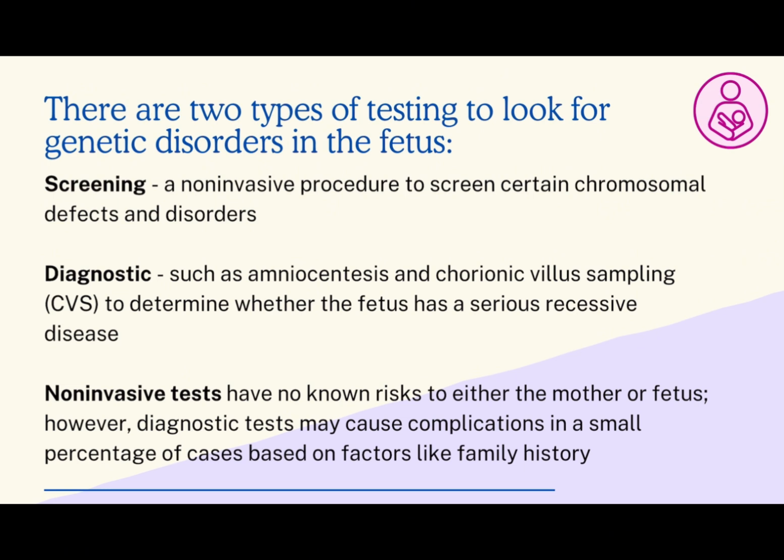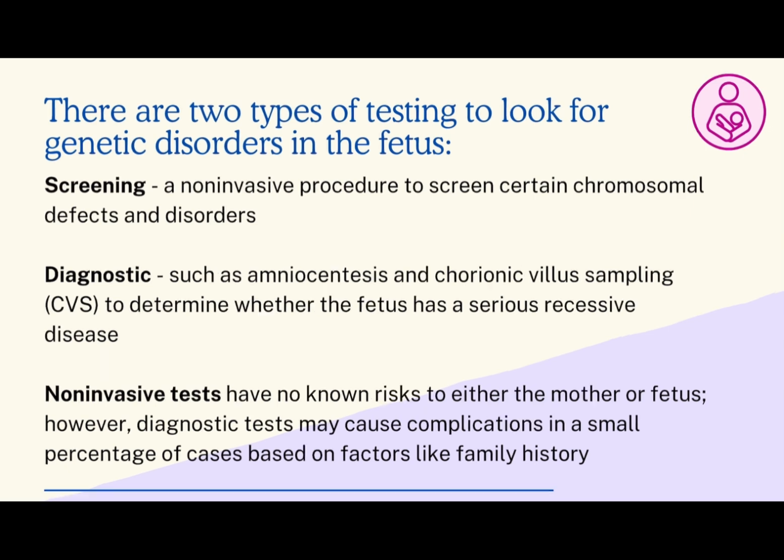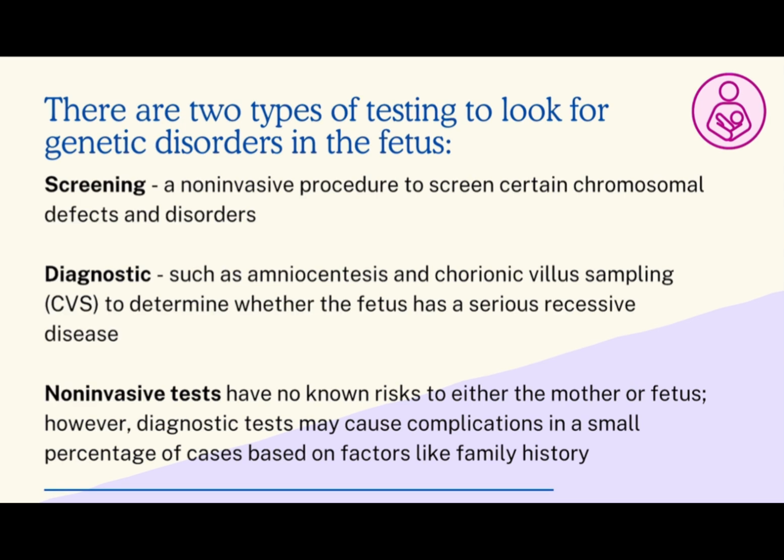There are two types of testing to look for genetic disorders in the fetus. Screening is a non-invasive procedure to screen for certain chromosomal defects and disorders. Diagnostic testing, such as amniocentesis and chorionic villus sampling, CVS, determines whether the fetus has a serious recessive disease. Non-invasive tests have no known risk to either the mother or fetus. However, diagnostic tests may cause complications in a small percentage of cases, based on factors like family history.